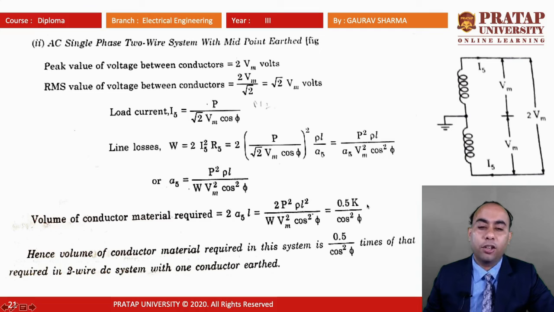So we got 0.5 K by cos square phi. So we can say that the volume of conductor material required in this single phase AC two-wire system with midpoint earth is 0.5 by cos square phi times that required in the DC two-wire system.